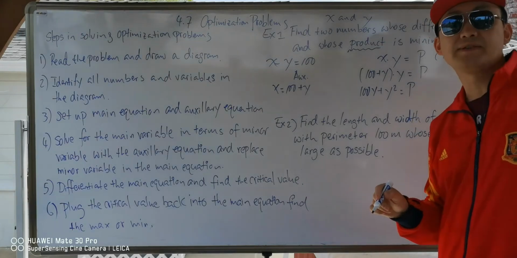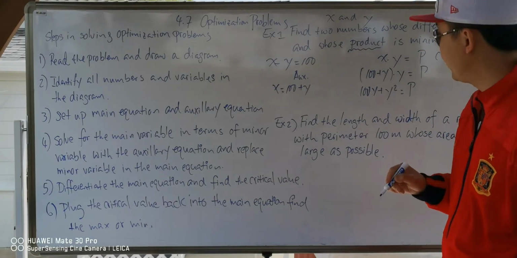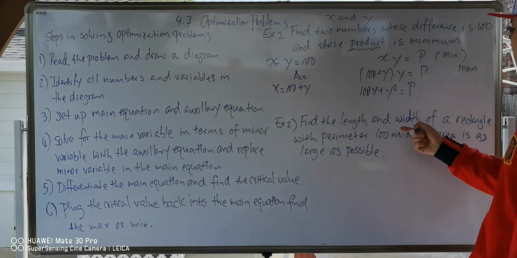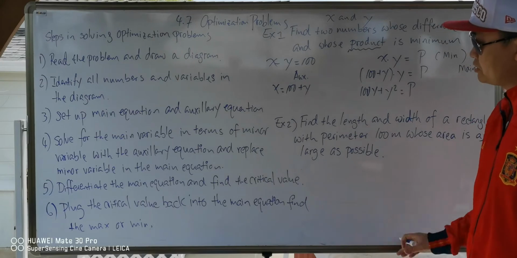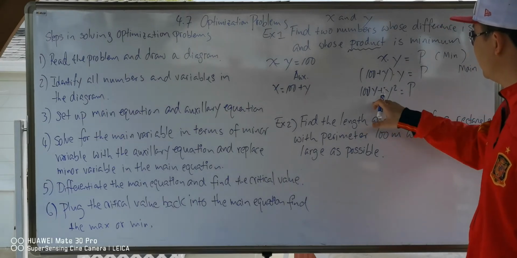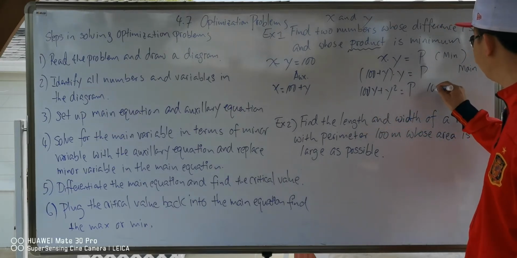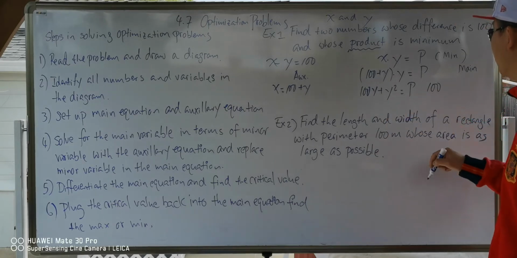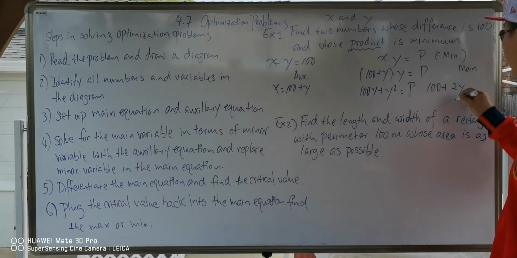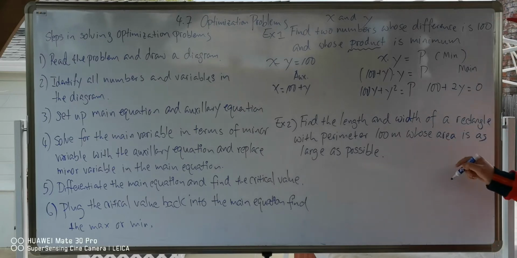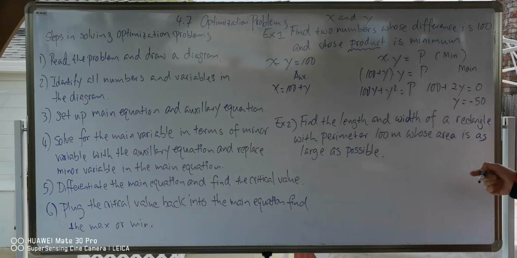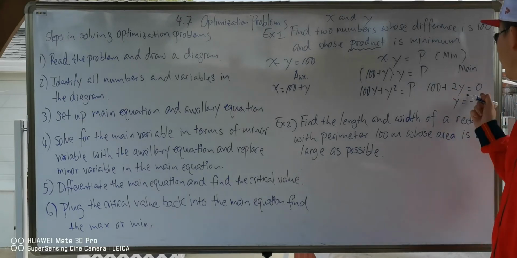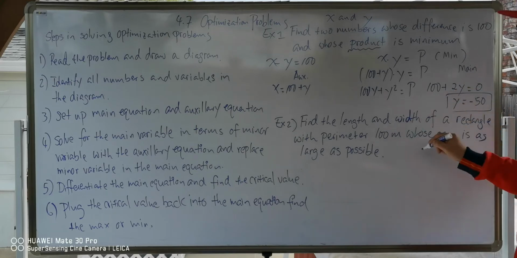Again, the product is a constant, so that means a number. Now the next step, we want to differentiate. Step 5: differentiate the main equation and then find the critical value. Once you differentiate, we have 100, again y is just the independent variable, plus 2y, that equals 0. Then solve for y, so y equals negative 50, because negative 50 times 2 is negative 100, plus 100 is 0. So y equals negative 50.